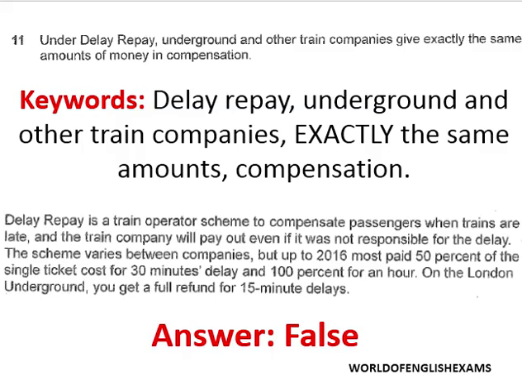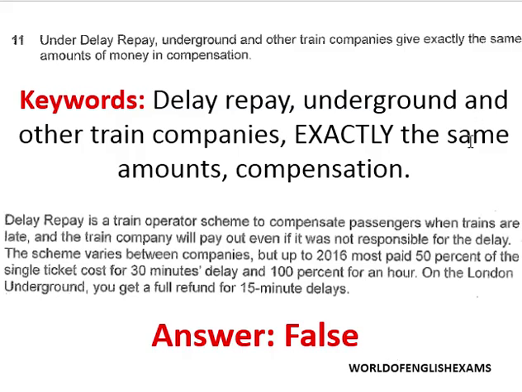So we have already read till the second sentence, that the train company will pay even if the delay is not from their side. Remember, just now we have read till here. Let's continue from here. The scheme varies between companies. Clearly it is telling that the scheme varies between companies, but up to 2016 most of the companies, here they are not telling that all the companies, they are just telling that most of the companies paid 50% of the single ticket cost for 30 minutes, 100% for 1 hour. On the London Underground, you are getting a full refund. Can you see? Some of them are paying 50% and some of them are paying 100%.